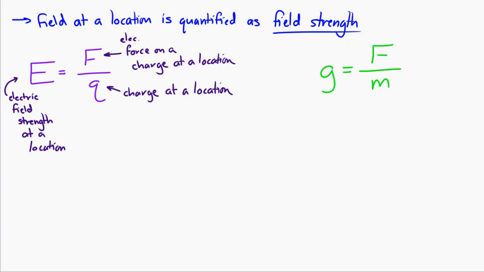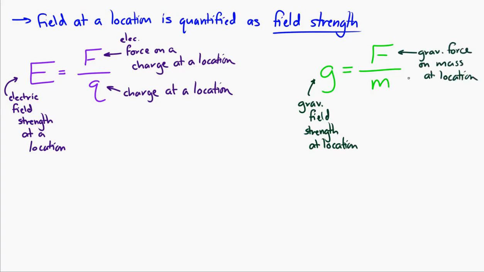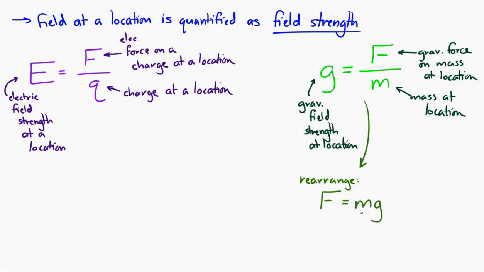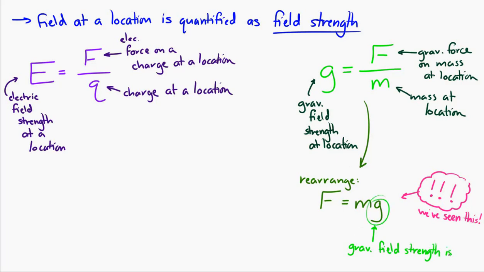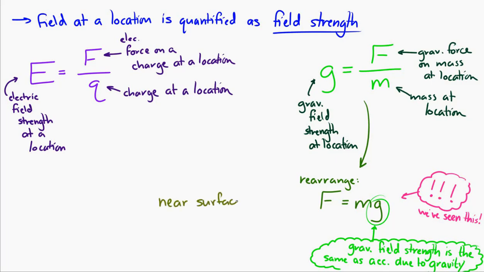Gravitational field strength is defined this way: g is equal to F over m, where F is the gravitational force on a mass at a location, and m is the amount of mass at that location. One thing to notice is that if we rearrange this, we get a familiar equation, F equals mg, where F is the gravitational force, m is a mass, and g, which we're now calling the gravitational field strength, we called the acceleration due to gravity when we saw it before. The gravitational field strength and the acceleration due to gravity are the exact same thing. Near the surface of the Earth, that's equal to 9.8 meters per second squared downward. Just want to point that out.